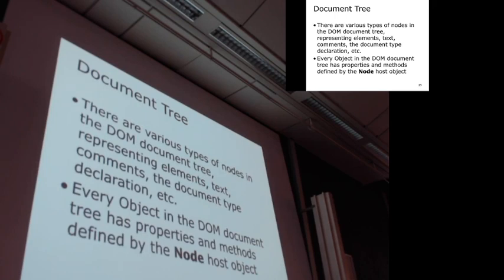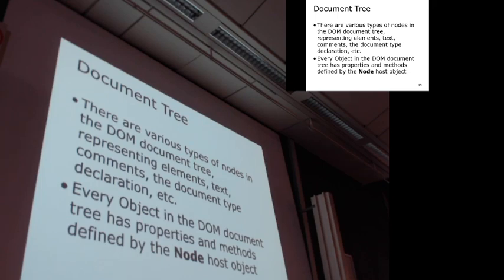Well, what is in the tree? Right, in the tree are nodes. There are different types of nodes. Every element is a node. Also, every piece of text is a node. Every attribute is a node. Your comments are nodes. You can even change the comments in your tree, et cetera.